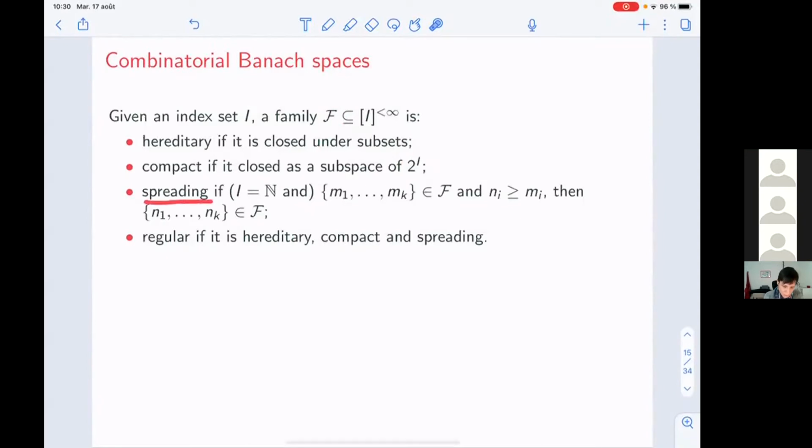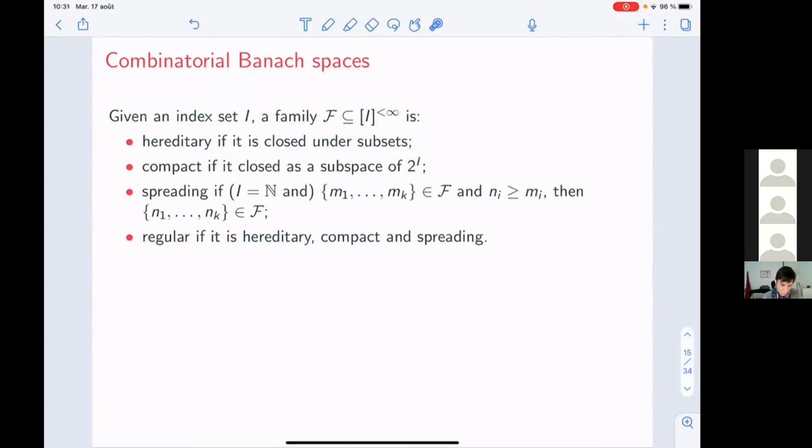And spreading is a condition which makes good sense whenever I'm working in the natural numbers. If I is some larger ordinal, so if we have some order in I, in particular an ordinal or a cardinal, it is formally possible to define what a spreading family is, but it is not very helpful, in particular if you are working with larger infinite ordinals or cardinals. Spreading and compact properties are incompatible. So if you have a spreading family, it won't be compact. And since I need compactness for what I will do, I will restrict the notion of spreading to the context of the natural numbers.